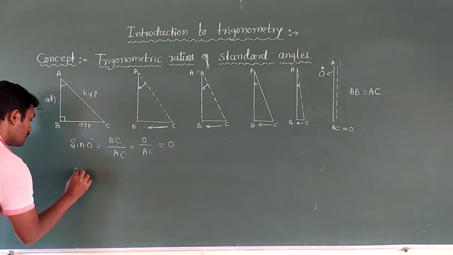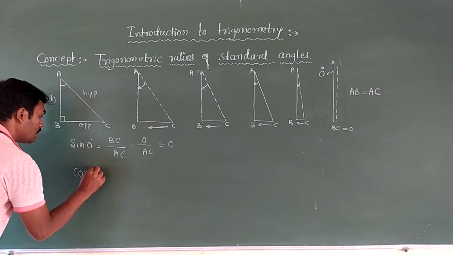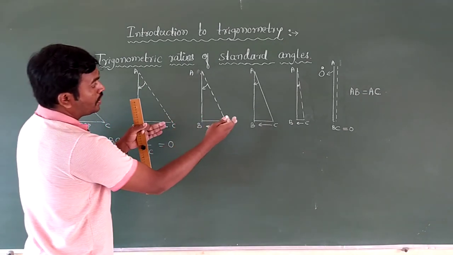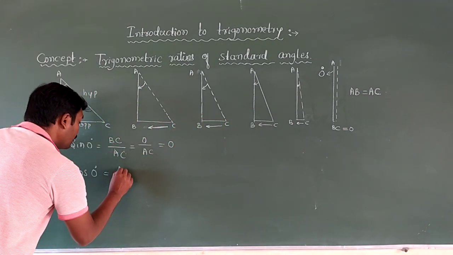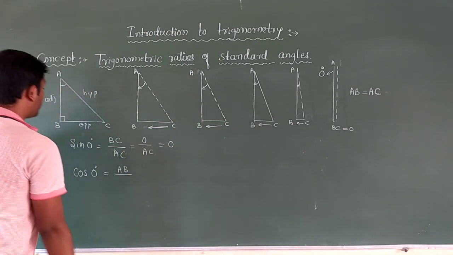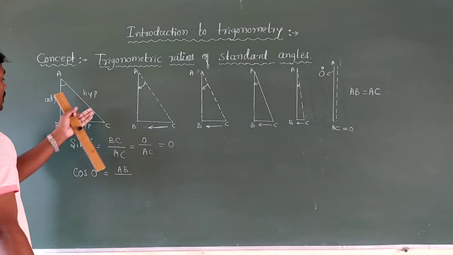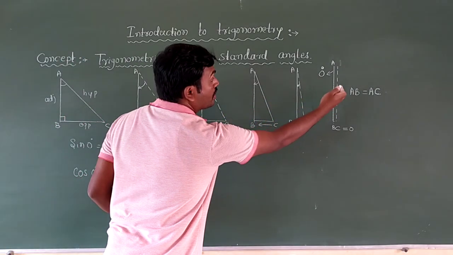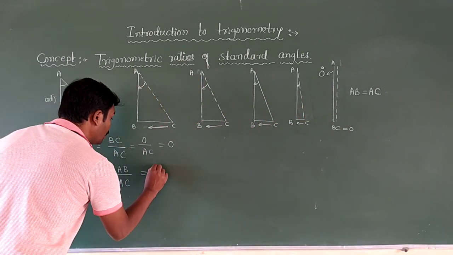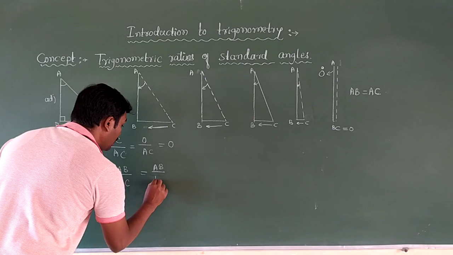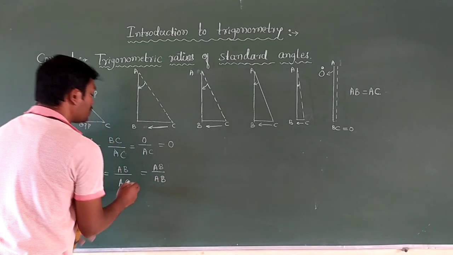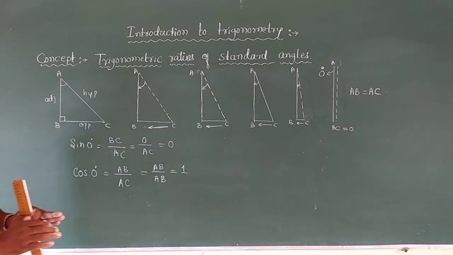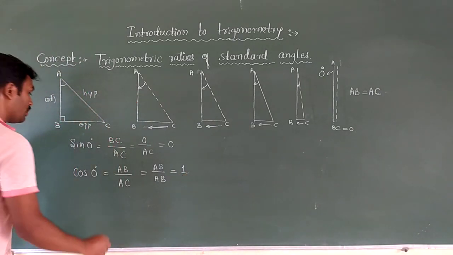Let us find cos 0 degree. Cos 0 degree is what? Cos is adjacent by hypotenuse. Adjacent is what here? AB. Adjacent by hypotenuse, and AC comes closer to AB. Here AB is equal to AC. So this is equal to AB by AB, because AB is equal to AC. So this is equal to 1. So cos 0 degree is equal to 1.